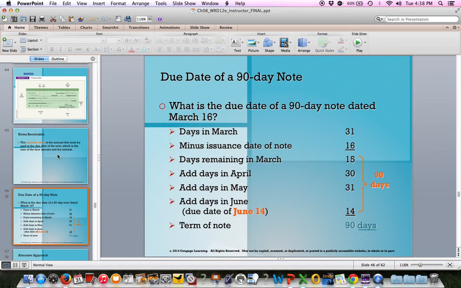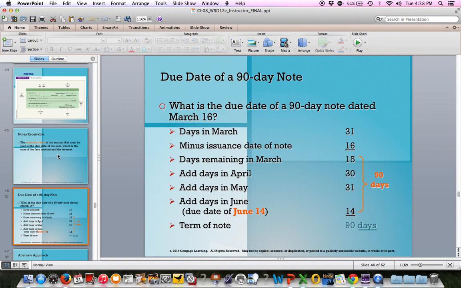So that's kind of one of those things you probably pull up a calendar to look at if you don't remember. So March has 31 days, which happens to be March 31st, minus the issuance date of the note, which is 16. That leaves me 15 days. And then I go, what are my days in April? 30. Days in May, 31. And then basically, how many more days do I need in June to get to 90? Okay, so that's a really easy way to do it.